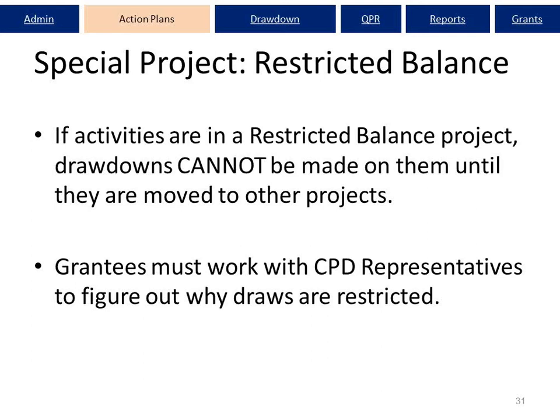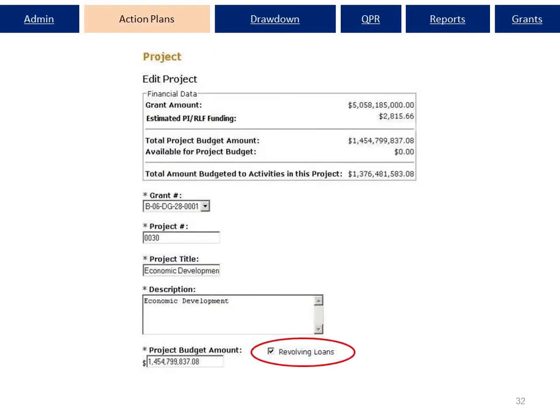But work with your CPD rep and then contact us again through DRGR help. So the project screen is actually pretty simple. It doesn't contain a whole lot of information. It's basically which grant are you, what's your project number, and the project numbers, activity numbers, that's up to you.